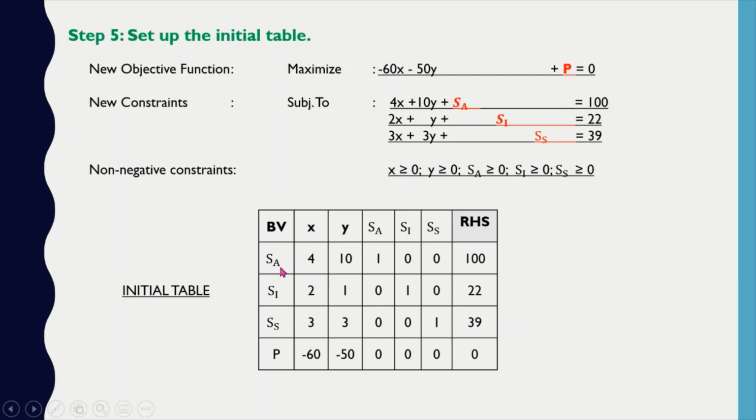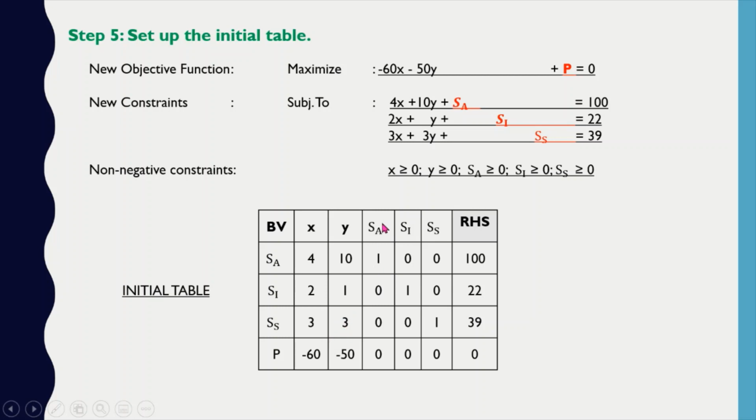Okay, negative 60. For our SA we have here 4, for SI we have here 2, for SS we have here 3. The same thing with our Y. We have here negative 50. So down below we have here P. This is in the third column, which is the Y column. We have here negative 50. Okay. So for slack variable assembly, we have here 10. We have here Y is 1 right here. And our Y here for the third slack variable, which is 3.